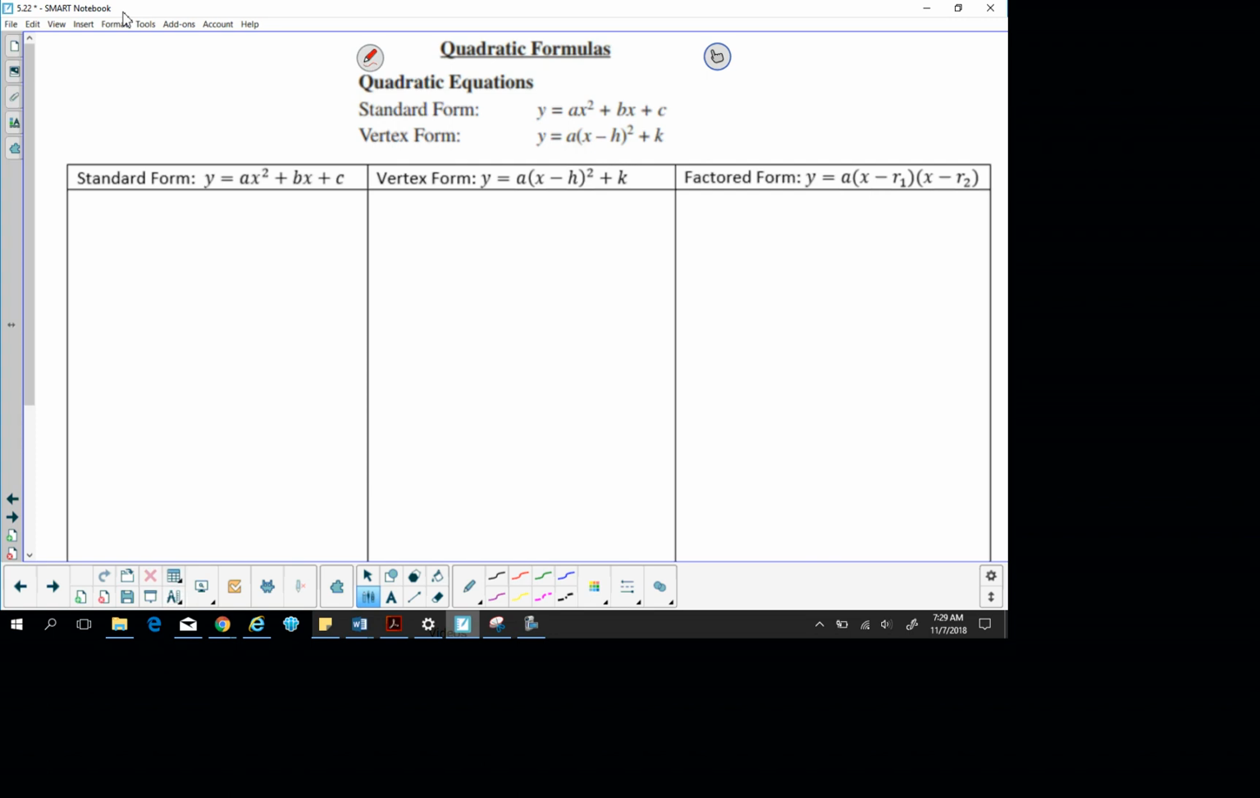I only have like 2 pens, 3 pens. Does anyone want to borrow a colored pen for this?